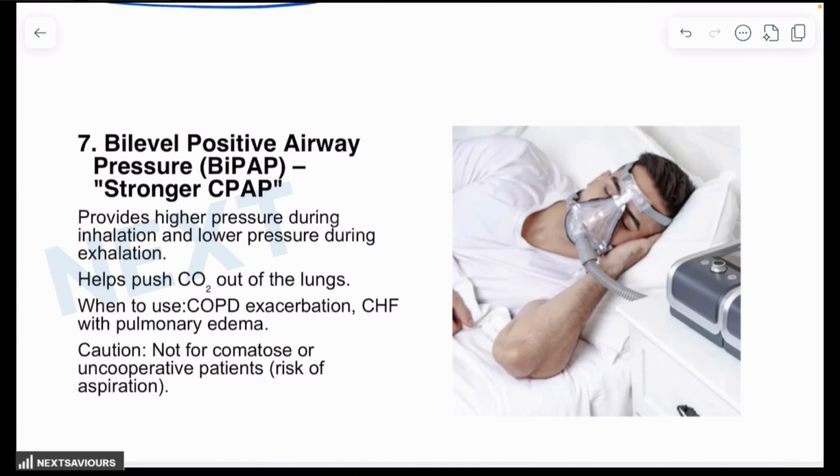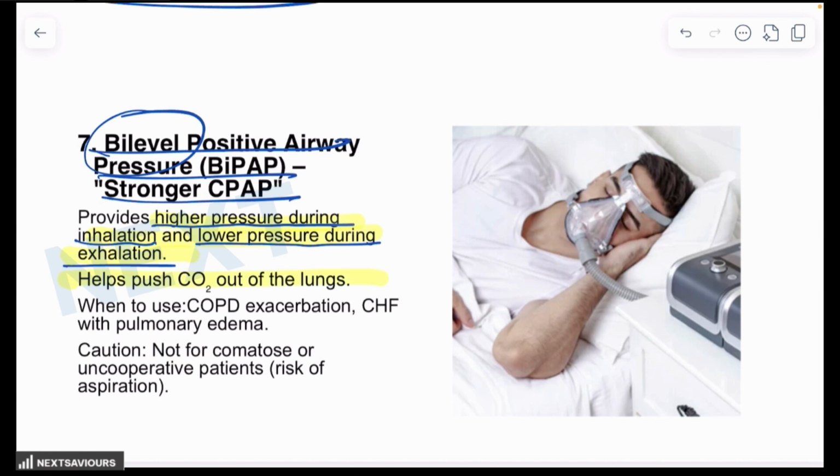Another one is BiPAP. And you know why the BiPAP is important? How is it different from CPAP? Because it provides higher pressure during inhalation and it decreases the pressure during exhalation. That is why it is called bilevel positive airway pressure ventilation system. So it provides a higher pressure during inhalation, as we have talked about, and it lowers the pressure during the exhalation. So that's how it is responsible for pushing the carbon dioxide out of the lungs.